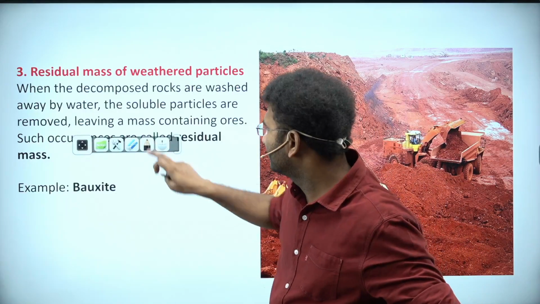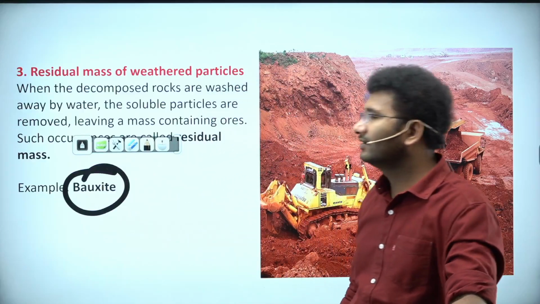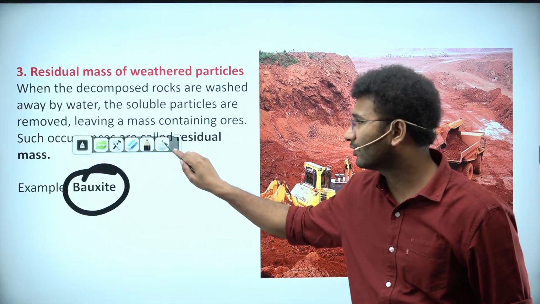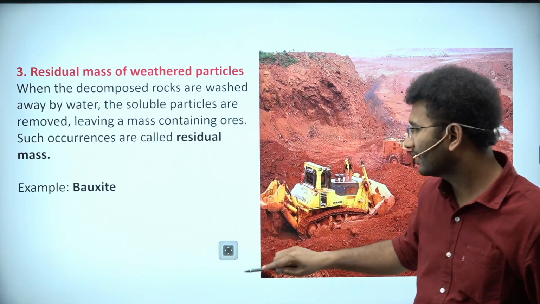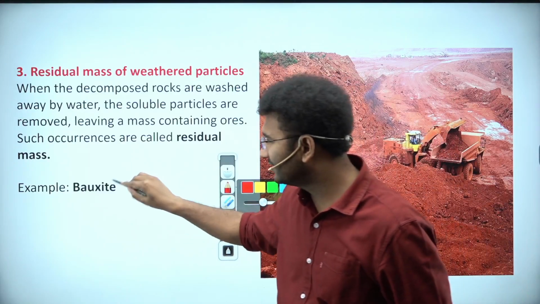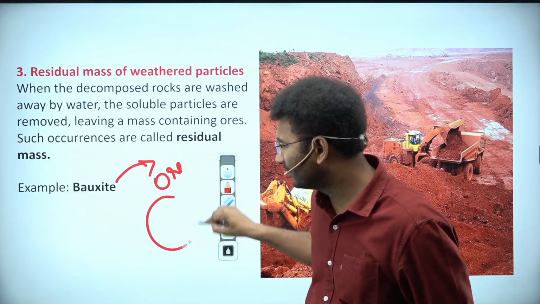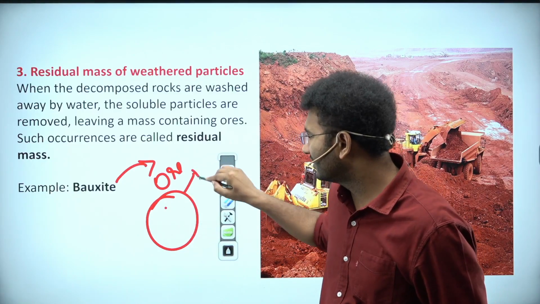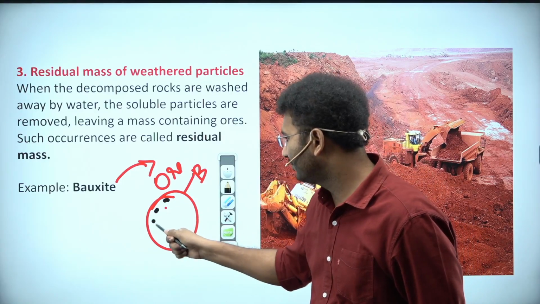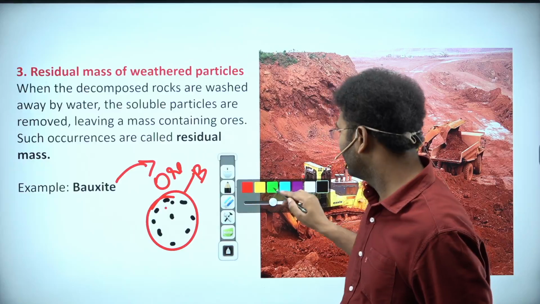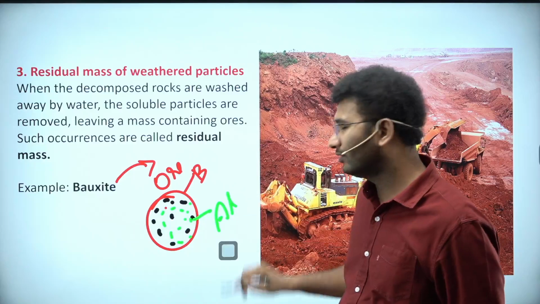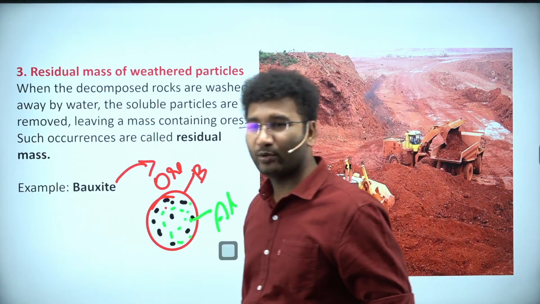Bauxite is a residual mass of a weathered or decomposed rock, not mineral, sorry, decomposed rock. Right? So this is your bauxite. Do you know bauxite is itself an ore? If you take this rock, let's say it is bauxite. Bauxite will have two things: one, these are the impurities, and along with that, you can also find aluminium. This green color component is aluminium. Bauxite is an ore for aluminium.